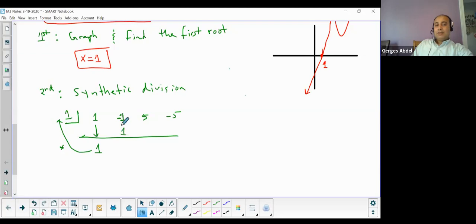Okay, and then you add. Negative 1 plus negative 1 is equal to 0. All right. And then you do the same thing. Multiply 0 times 1 is equal to 0. 5 plus 0 equals 5. And do the same concept. Multiply 5 times 1 equals 5. Negative 5 plus 5 is equal to 0. And that will be a remainder. Remember, the remainder must be 0. It cannot be anything else in this kind of question.